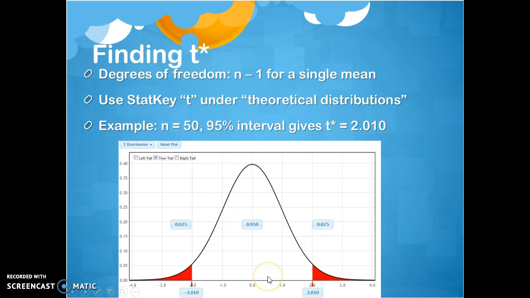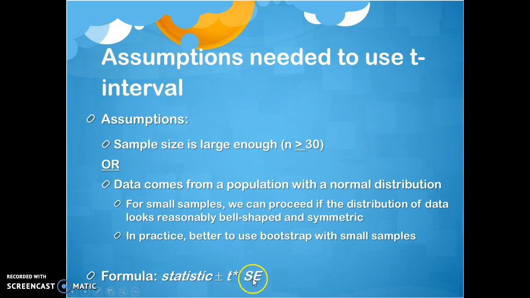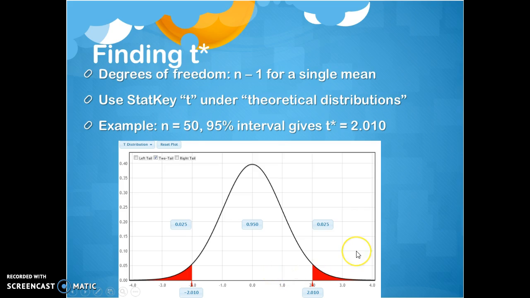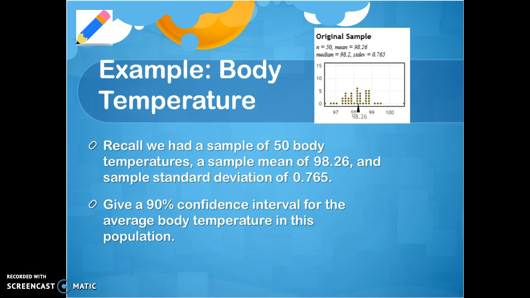You need to figure out what your multiplier is on this standard error to find out how far above and below our sample statistic to go to get the confidence interval. So let's do an example. Our body temperature example. We've got a sample size of 50, a mean of 98.26, and a standard deviation from our sample of 0.765. That's all the information we need to work with.